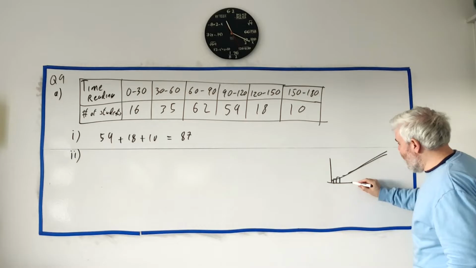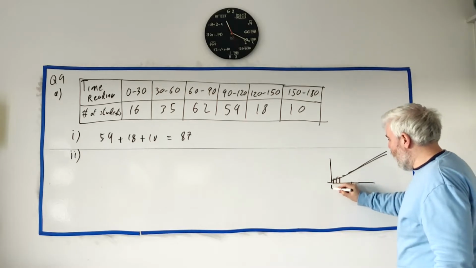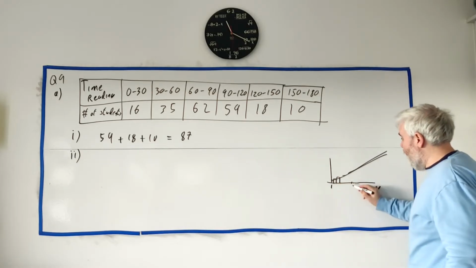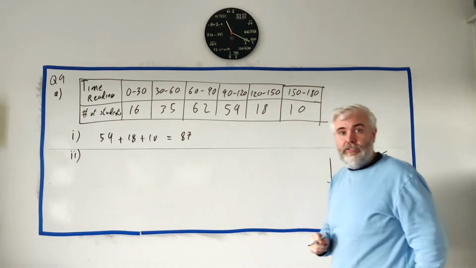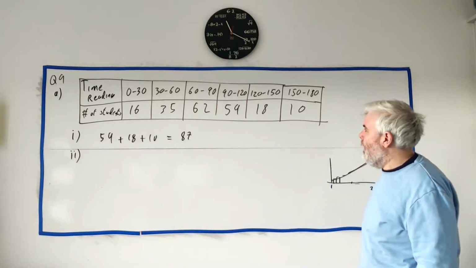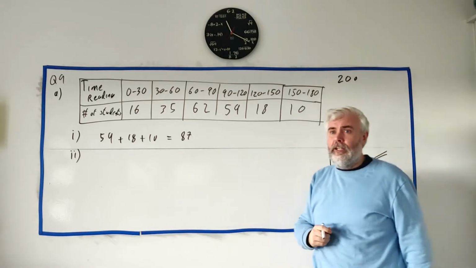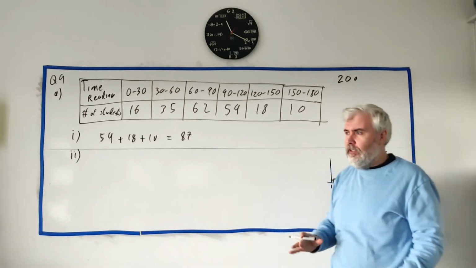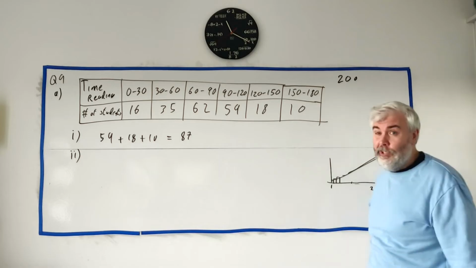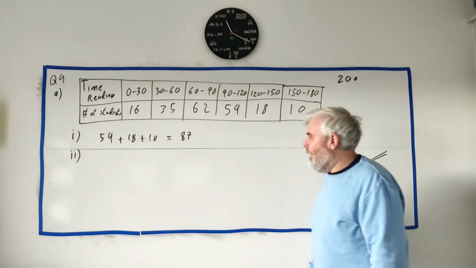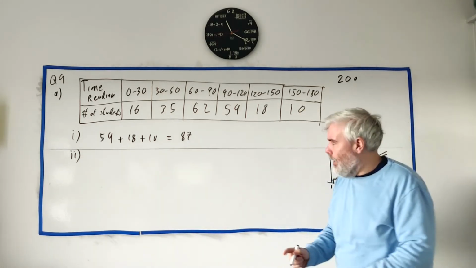The median is the middle person. So the first person, the 200th person, the median is the middle person. So that's what we're looking for here. There's 200 total students. So who's in the middle? Your first thought should be number 100. That's close enough really for this question, but it's not quite right.